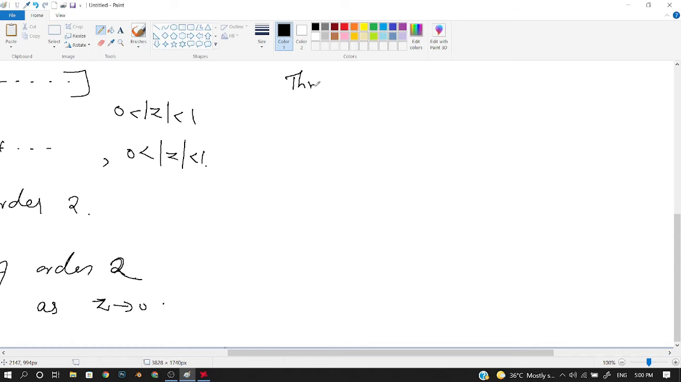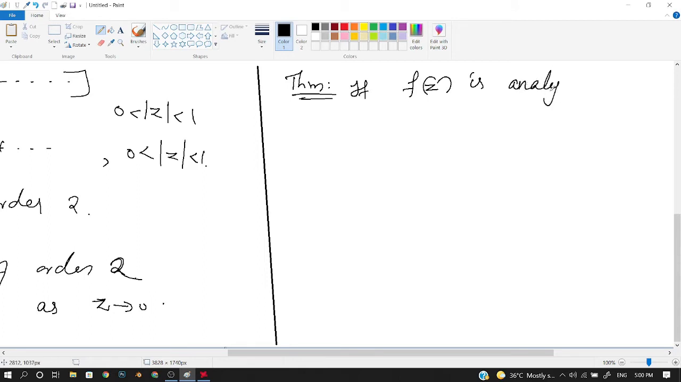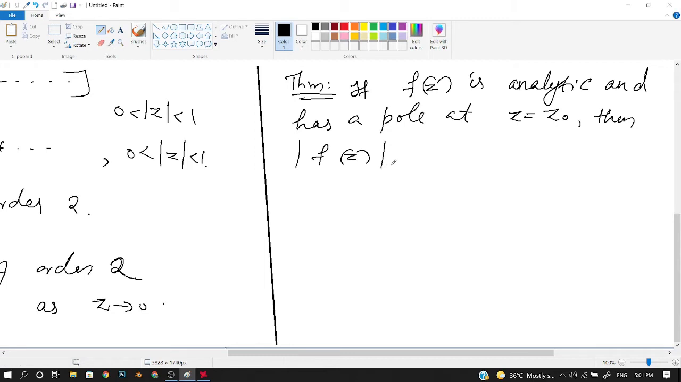That theorem says if f of z is analytic and has a pole at z equal to z naught, then mod f of z tends to infinity as z tends to z naught, in any manner.